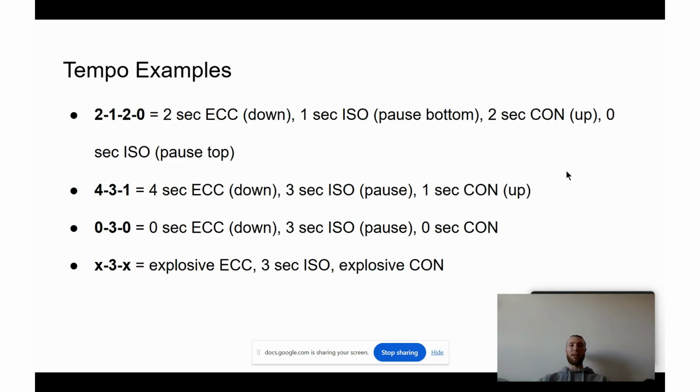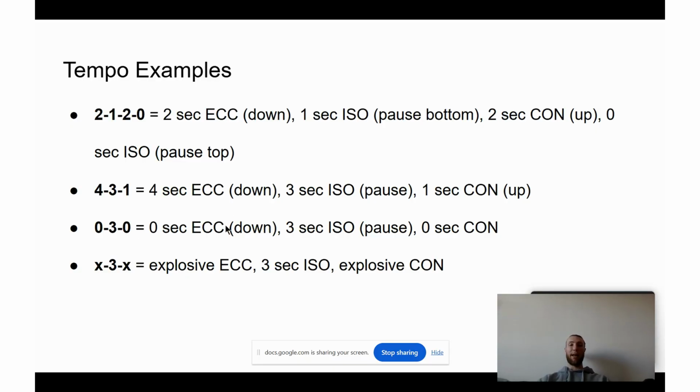So let's look at some examples of this. A 2-1-2-0 means that you're going to do a 2-second eccentric on the way down. Then you're going to do a 1 second isometric pause at the bottom. You're going to then go up for 2 seconds on the concentric, and then you're going to do a 0 second isometric pause at the top. Now this next one is an example of a 3-digit prescription for tempo. A 4-3-1 means 4 second eccentric down, 3 second isometric pause at the bottom, 1 second concentric on the way up. By not having a fourth number there, it just means we don't care what you do for the pause at the top.